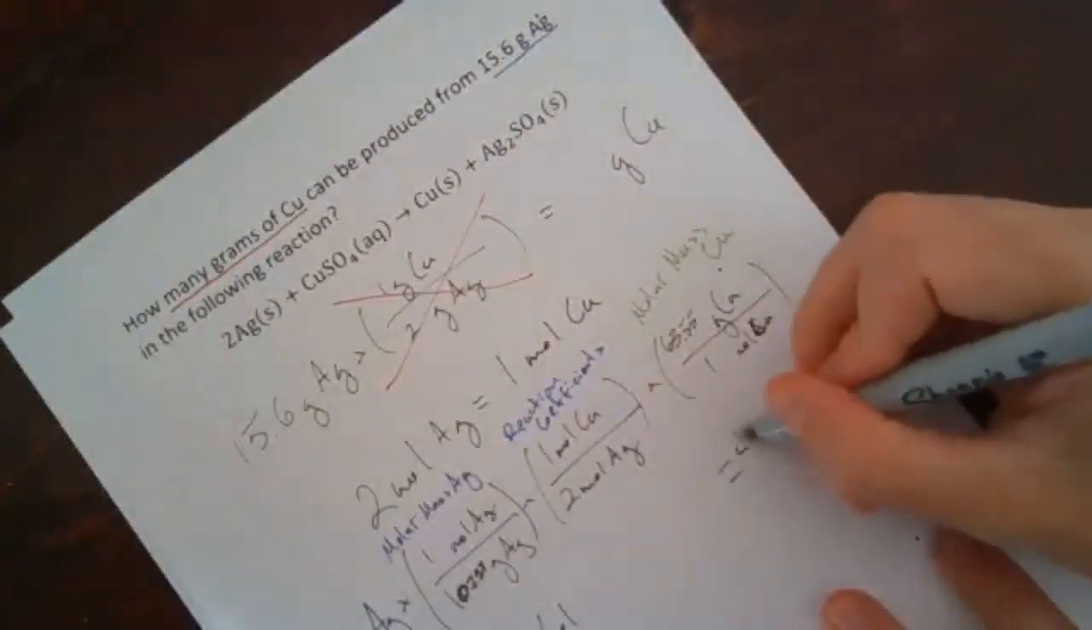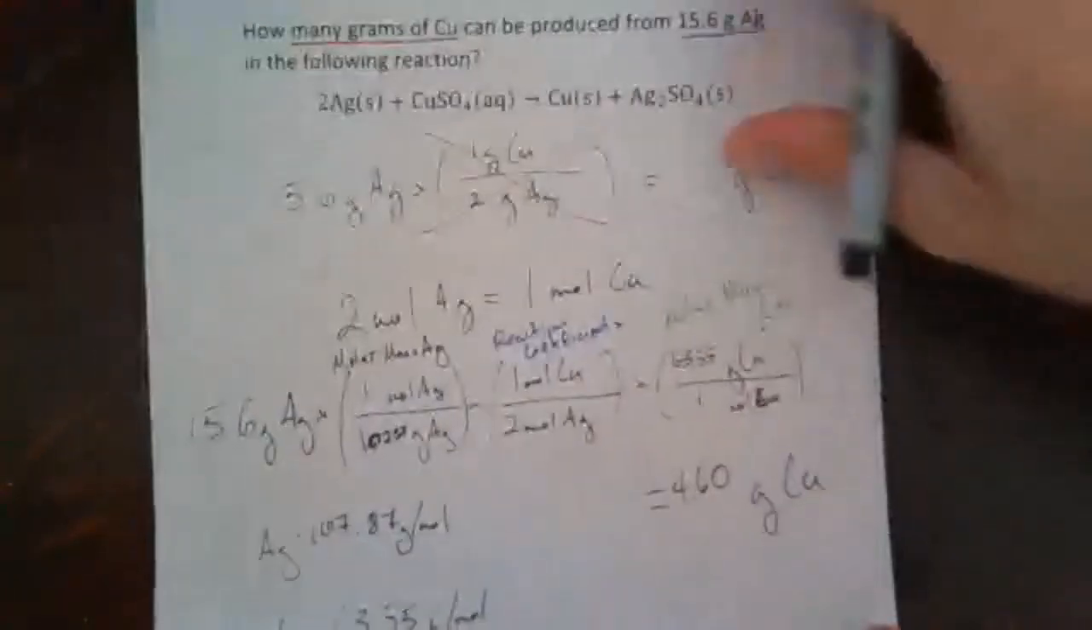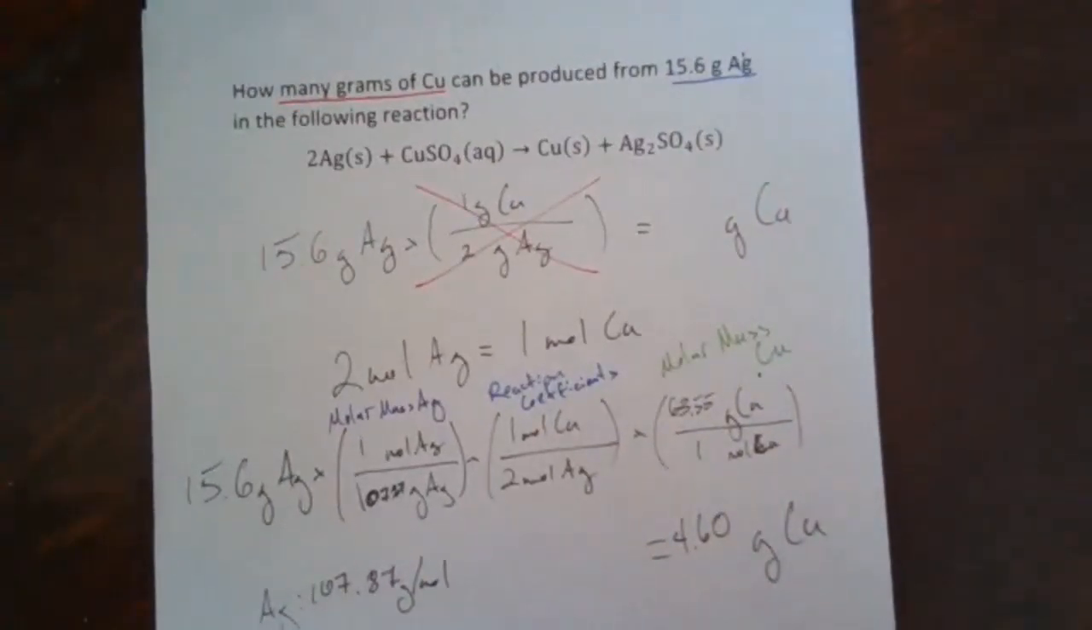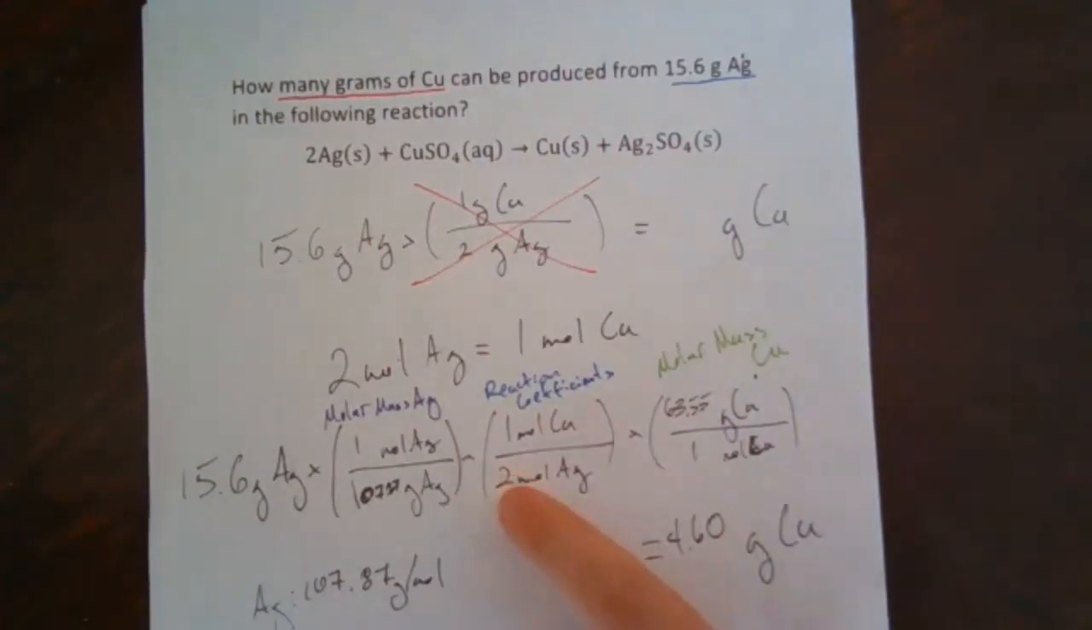And we get 4.60 grams of copper. So if you start with 15.6 grams of silver, you can get 4.60 grams of copper. Not exactly the best return. You'd probably not want to use this method. That's a lot of silver to get not a lot of copper. And it's because of that 2 right there. It really kind of kills it for you.